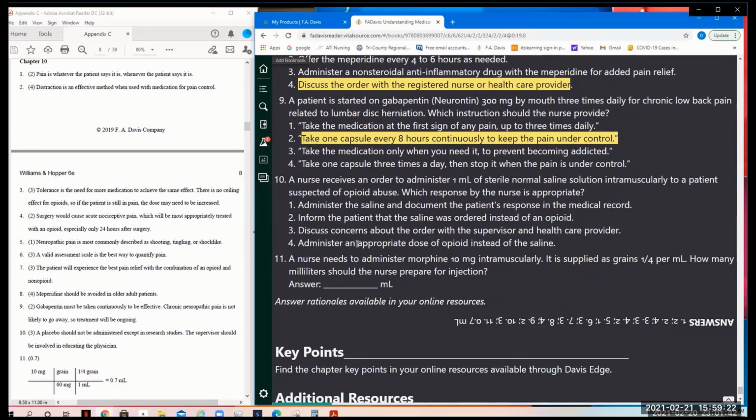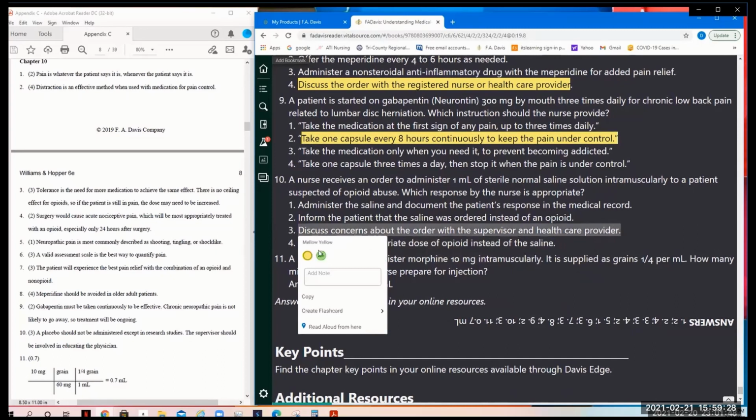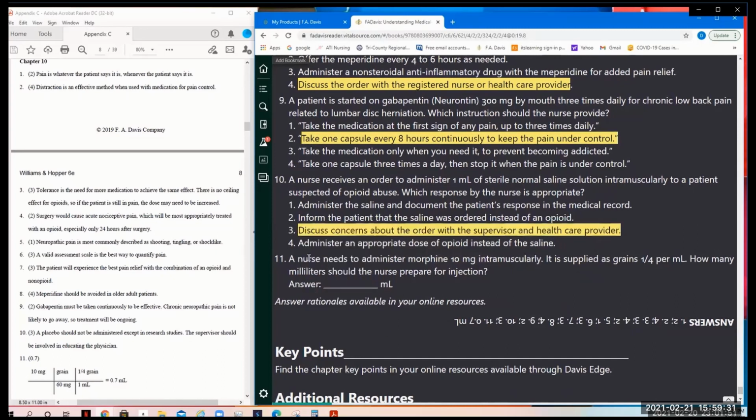And the answer is 3, discuss concerns about the order with the supervisor and healthcare provider. A placebo should not be administered except in research studies. The supervisor should be involved in educating the physician.